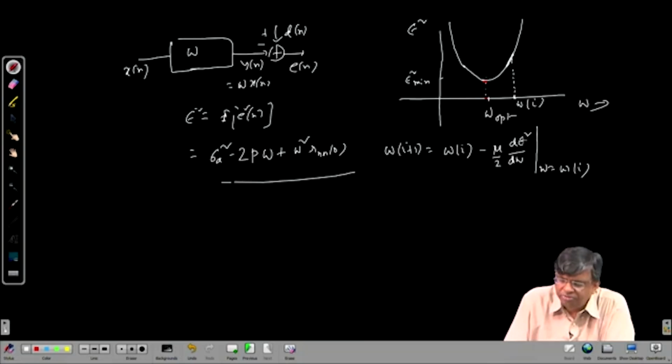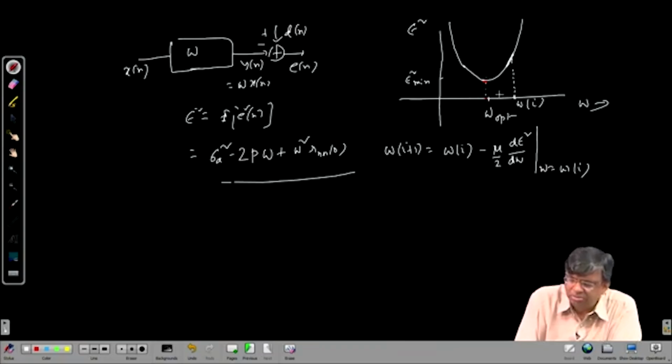So, this is positive and mu is positive of course. So, from this I am subtracting something positive. That means, from here I am not going to the right side, I am subtracting something positive, means I am going in this direction, which is the correct direction to approach W opt. Okay. So, maybe I cross this, I subtract something, it takes me here.